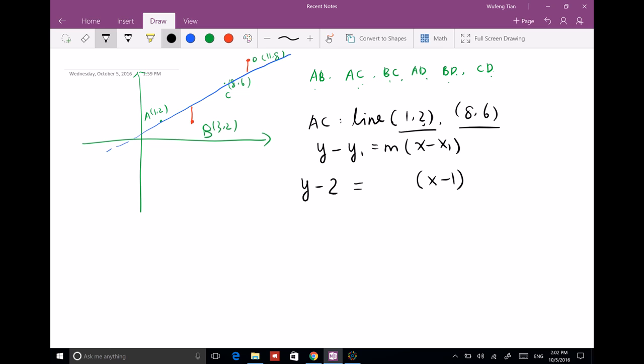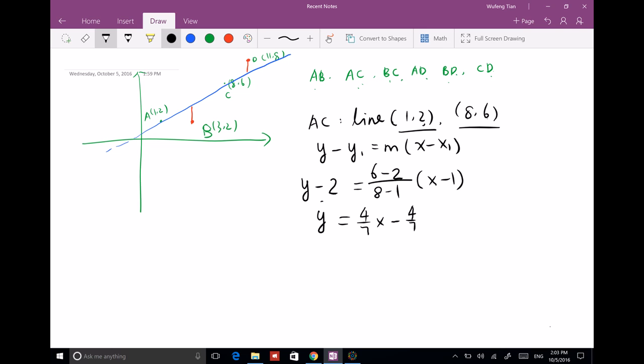But what is the slope? There's a formula for the slope: y2 minus y1 over x2 minus x1. So 6 minus 2 for y2 minus y1, and 8 minus 1 for x2 minus x1. Now, what is my equation? Simplified, the slope is 4 over 7. So it's 4 over 7 x minus 4 over 7.